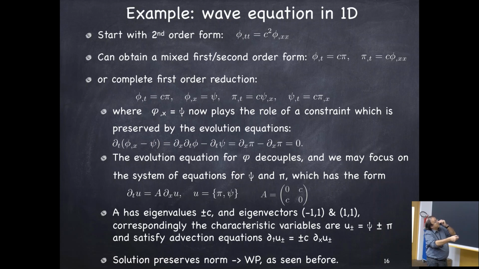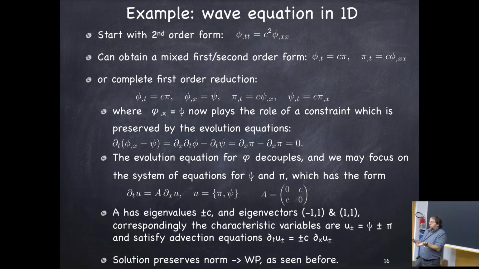If we write just this main evolution system for pi and psi in the form that we had before, we can write it like this, where now U is a two-component vector, pi and psi. Then in order to get the equation from before, we get this matrix A. Very simple. It has eigenvalues plus and minus c with these eigenvectors. Then according to our recipe from before, we can compute what the characteristic variables are. Let's call them U plus minus, and they are psi plus minus pi. These are the equations that they satisfy. And so now, from our interpretation from before, one variable travels to the left, one variable travels to the right. A very simple behavior.